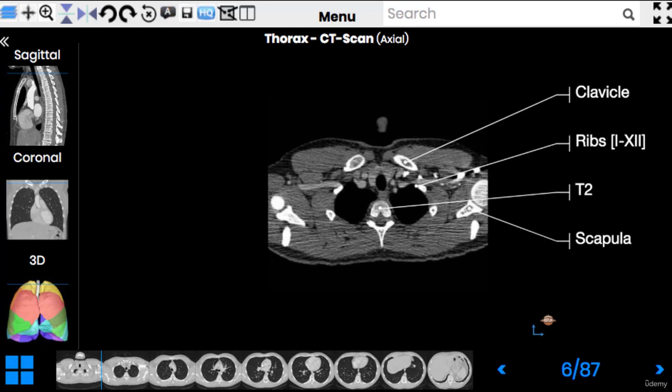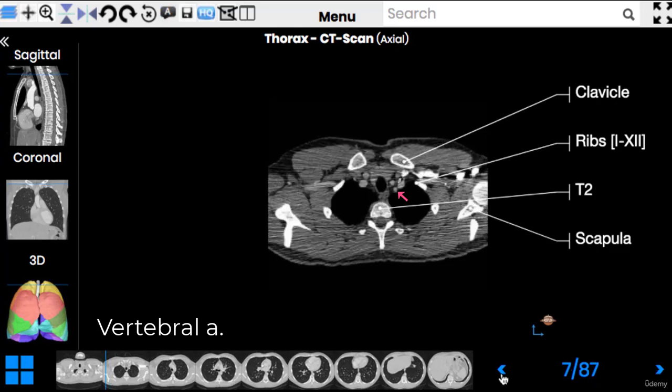The two which are closest and more anterior to the trachea are the common carotid arteries and internal jugular veins. The arteries are closer to the midline and veins are in front and lateral to them. The big vessel just behind the common carotid artery is the subclavian artery. The subclavian artery branches off the vertebral artery as it approaches the outlet of the thorax.